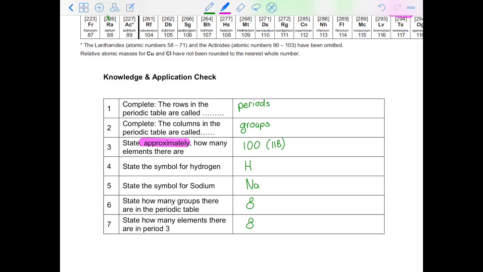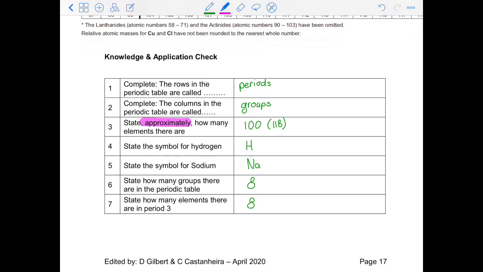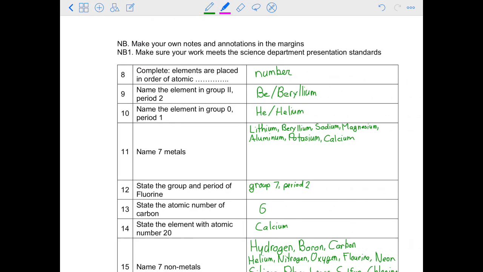The symbol for hydrogen is a capital H. The symbol for sodium is a capital N, lowercase a. Sodium is one that often mixes people up because Na fits nowhere into sodium, but it's just one that you do need to remember. There are 8 groups in the periodic table, just as there are 8 elements in period 3. So make sure you have all those answers down. Pause the video if you need to, and we'll go on to the next couple of questions.